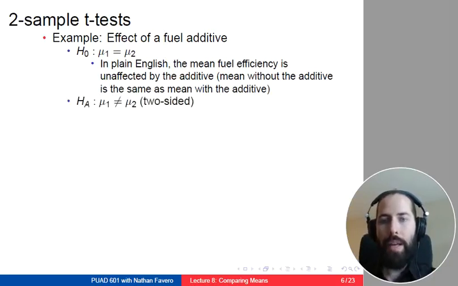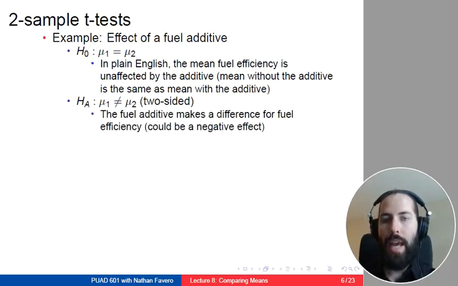All right. What's our alternative hypothesis? Well, our alternative hypothesis, at least if it's two-sided, is just going to be the logical alternative, right? So the logical opposite of our null hypothesis. So instead of these two means, the mean when we don't have the fuel additive and the mean fuel efficiency when we do have the fuel additive being equal to one another, now we're going to say that they're unequal to one another, that the fuel additive, in other words, makes some difference for fuel efficiency.